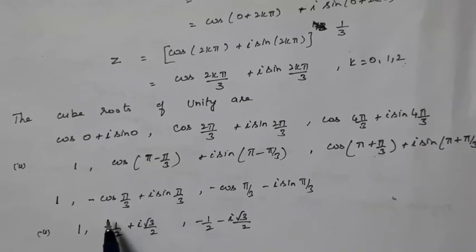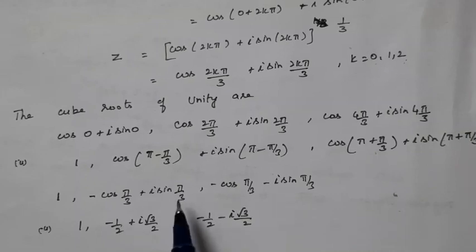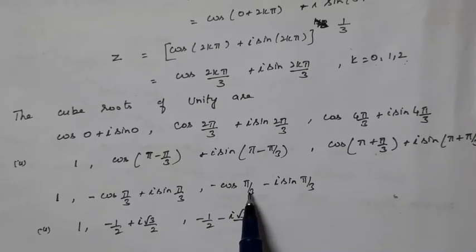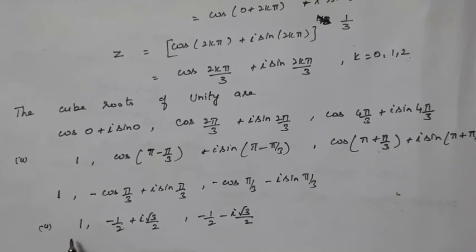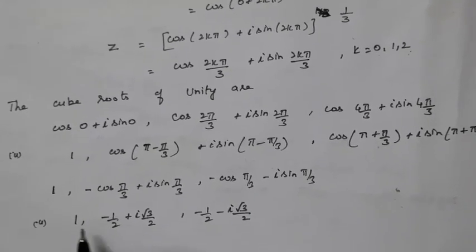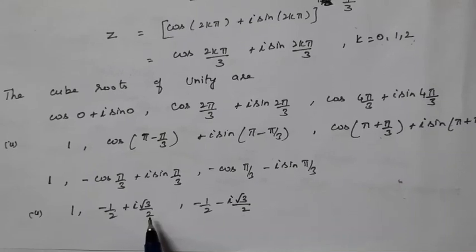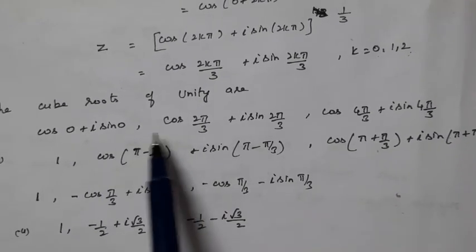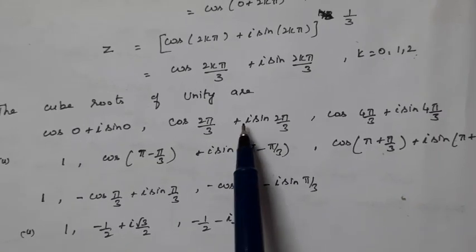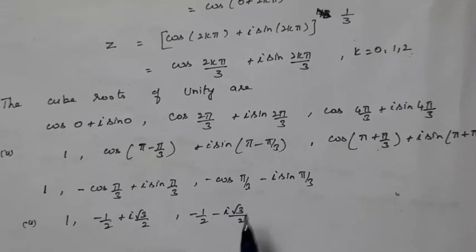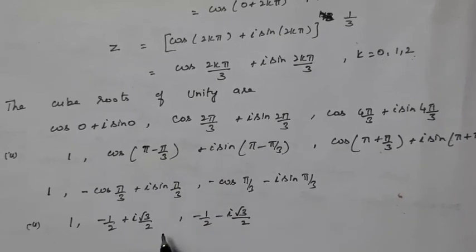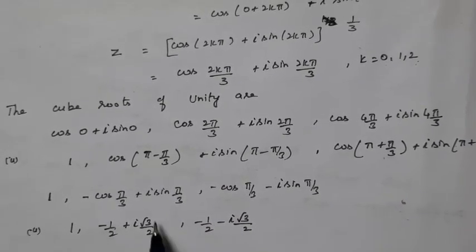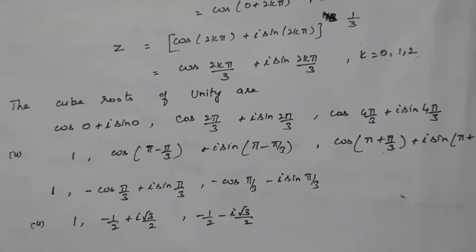Now replace the corresponding values. Cos π/3 is 1/2, sin π/3 is √3/2. Substituting the values of cos π/3 and sin π/3, we have the cube roots of unity as 1 and −1/2 + i√3/2. Another one is −1/2 − i√3/2. So these are the cube roots of unity in the polar form, and we have transformed them into the rectangular form. Even in rectangular form, instead of remembering it this way, let us represent the second value as usual by omega.